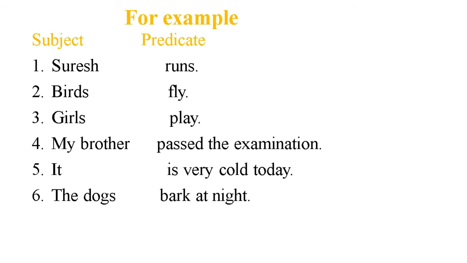Birds fly. So I am talking about the birds. So birds are the subject of the sentence. And fly is the predicate of the sentence. Girls play. Girls is the subject of the sentence. Play is the predicate of the sentence. My brother passed the examination. I'm talking about my brother. So that's why my brother is the subject of the sentence. Passed the examination is the predicate of the sentence.